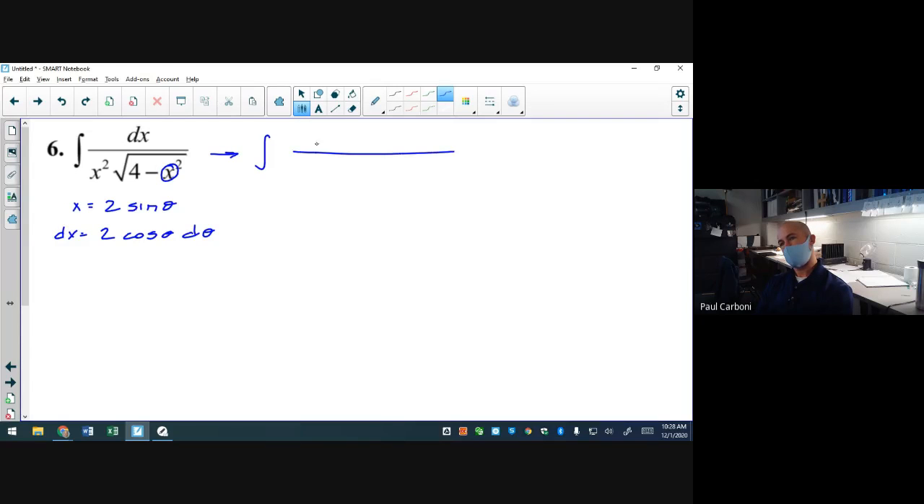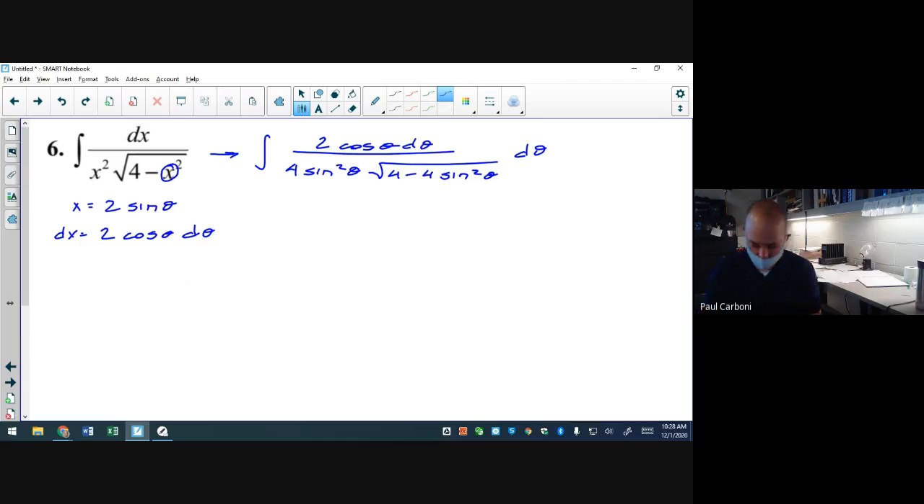So I have a fraction, dx is 2 cosine theta, d theta. X squared is going to be 4 sine squared theta, the square root of 4 minus 4 sine squared theta. D theta. I'll stop and give you a second to catch up. We good?